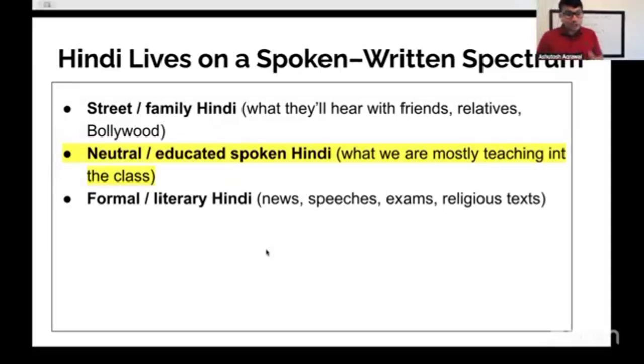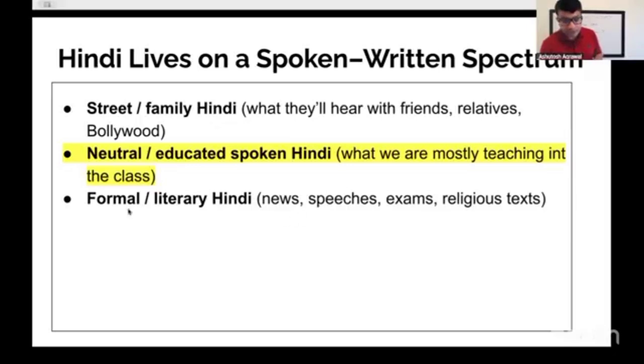So Hindi lives on a spoken-to-written spectrum, basically. And this question that you just asked is a very common one: what are we studying primarily? We will be covering mostly the neutral and educated spoken Hindi, what we mostly teach in the class. You will hear words used in colloquial Hindi as well, but we will not be able to pick up a lot of regional dialect, which varies from region to region.